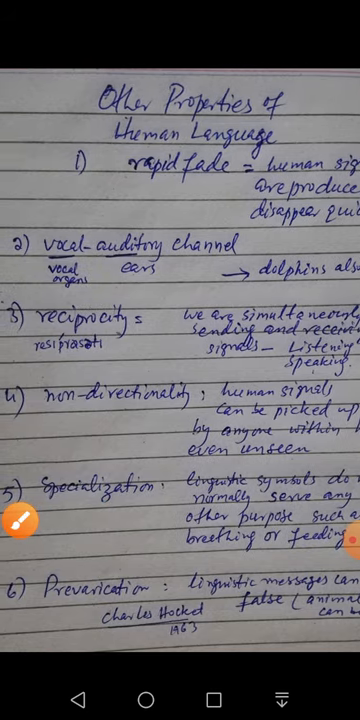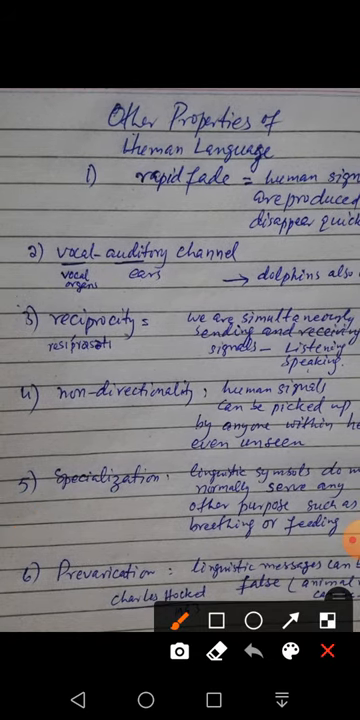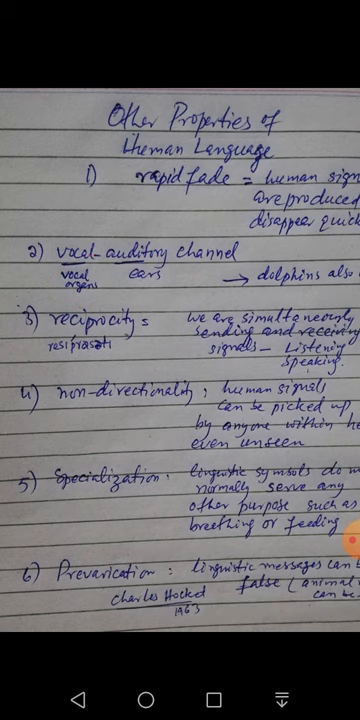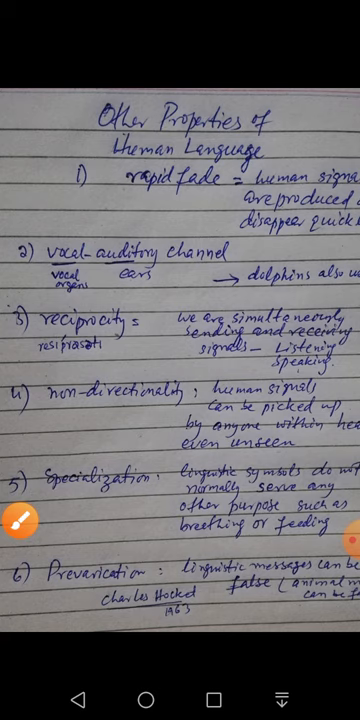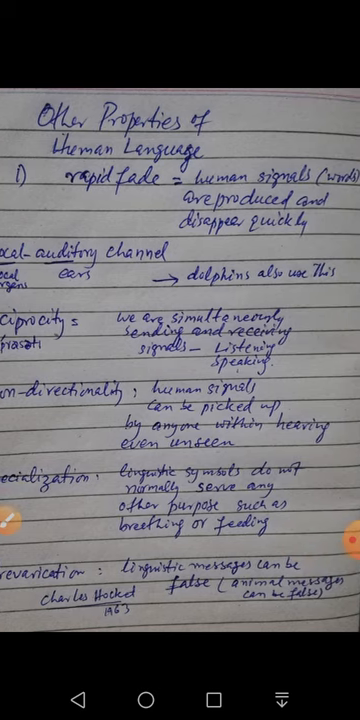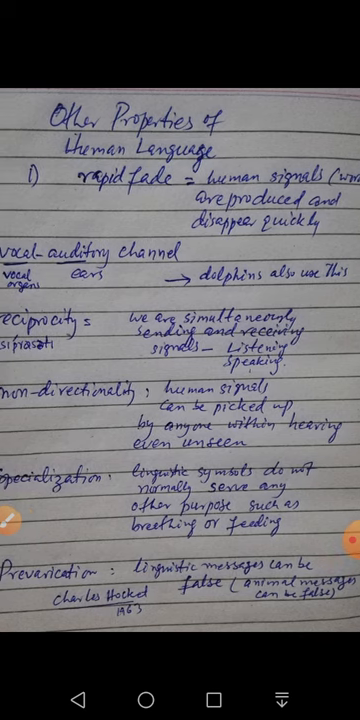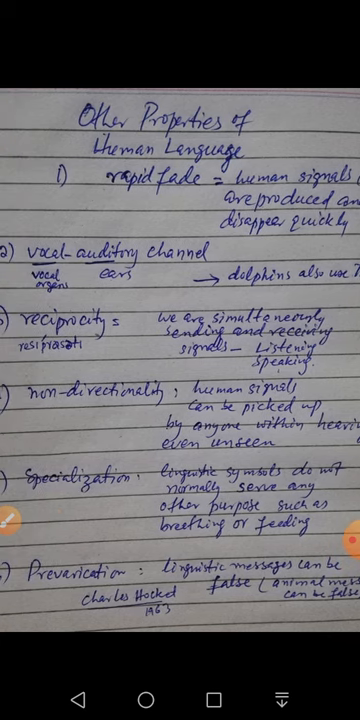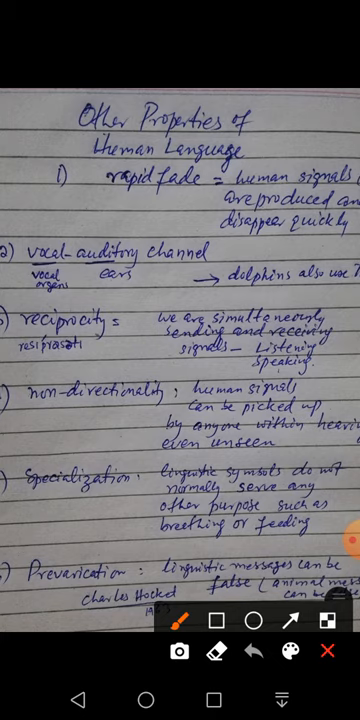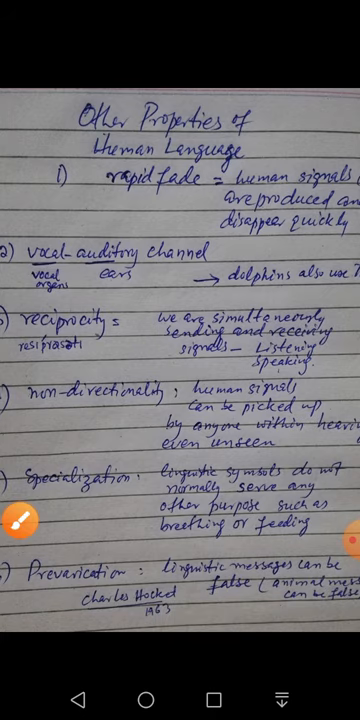Second one is vocal auditory channel. We speak through speech organs, and then we use ears to hear the sounds. This is known as the vocal auditory channel. The same is the case with dolphins; dolphins can also use the vocal auditory channel. Then we have reciprocity. We are simultaneously speaking and receiving signals from others. So we are listening as well as speaking. So this is a human property as well as an animal communication system property.